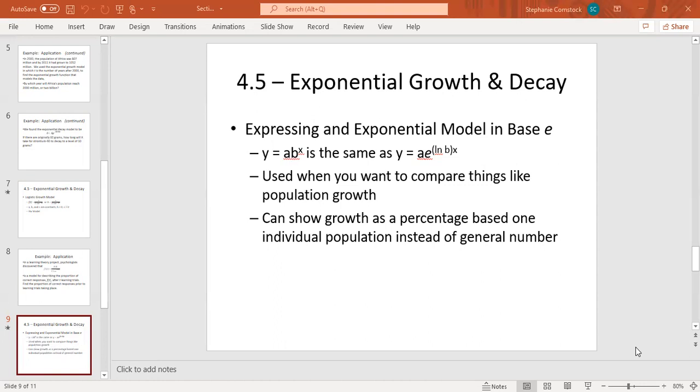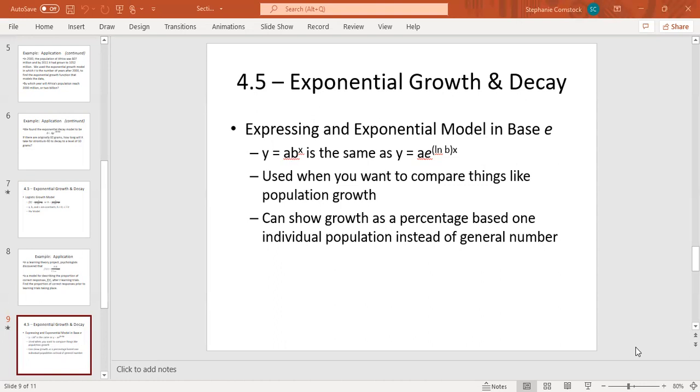But if we notice, this looks an awful lot like A equals A naught e to the kt, where k is that natural log of b part and the t is in place of the x. The reason that we want to use this is because we're able to compare things like population growth. And this can show growth as a percentage based on one individual population instead of a general number.